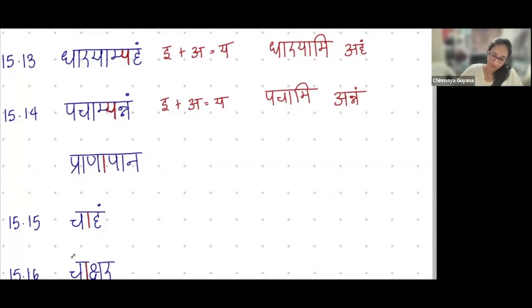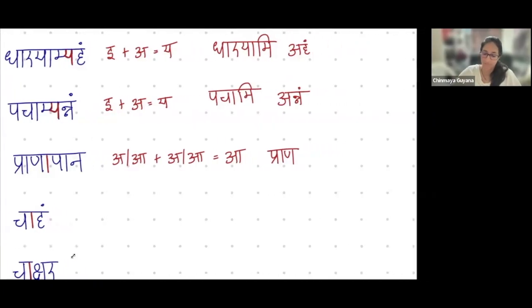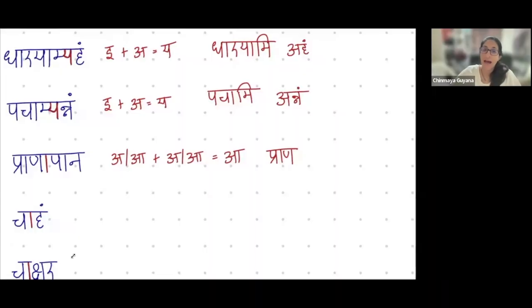Pranapana. A or a plus a or a equals a. Prana or prana? Prana, short a. The word is prana. And the other word is not apana, it is apana. Prana, apana.